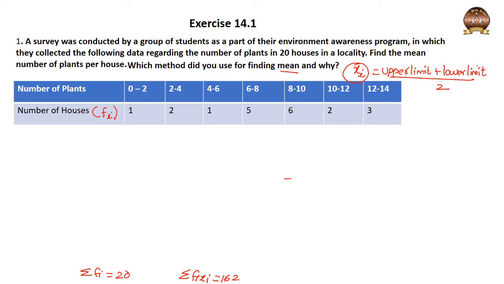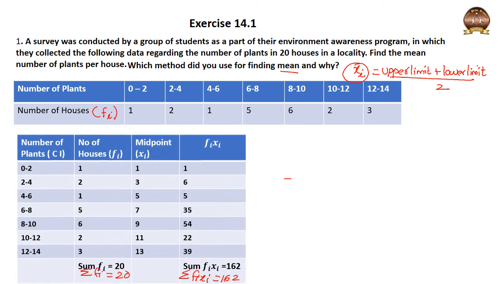First we will find out the class mark. Class mark means xi. So what is the class mark here? The first class mark is 0 plus 2 divided by 2. So we know for 0 to 2 the midpoint is 1, and for 2 to 4 it is 3. So we need to find the class mark and then multiply with frequency and find fixi.